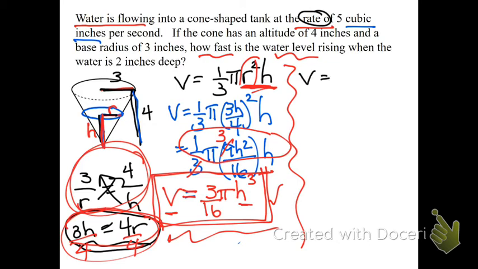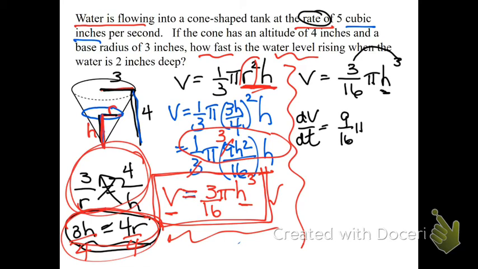So now from the top, just like we did yesterday, I now need to get time involved. I need to do the rates. The derivative of both sides. The derivative of V is dV/dt. On the right side, this is a power rule because I only have one variable. So 3 times 3 is 9/16 pi H squared dH/dt. That's what we did yesterday.